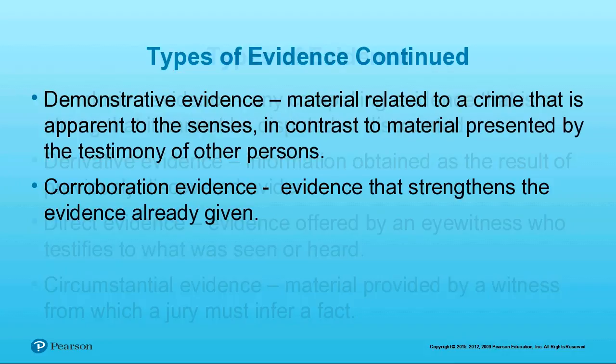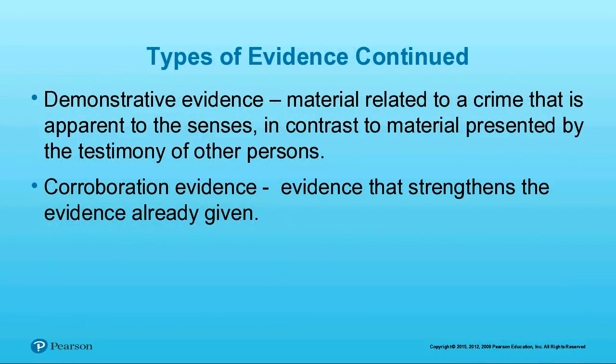There's also demonstrative evidence, and that's material related to a crime that is apparent to the senses, in contrast to material presented by testimony of other people. So what that means is this is tangible evidence. And then there's corroboration, and that's evidence that backs up or supports the evidence that is already submitted.